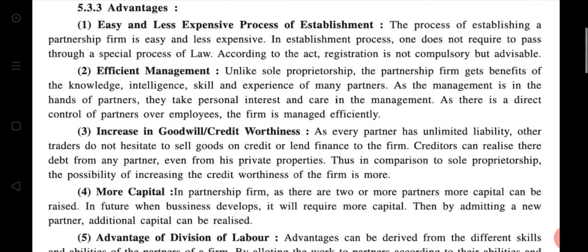Please underline, it is a 1 mark or MCQ question. Registration of partnership is compulsory or advisable? So you choose the option: it is advisable, not compulsory.